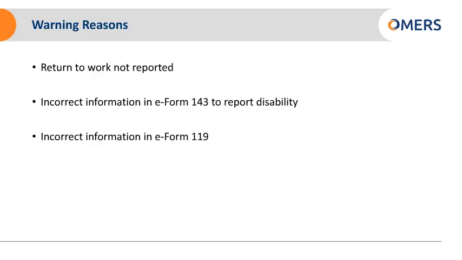Although these warnings may seem overwhelming, as there are many of them, the reasons they fire are usually fairly straightforward. It could be that return to work has not been reported, incorrect information in the eForm 143 to report disability, or incorrect information in the eForm 119.